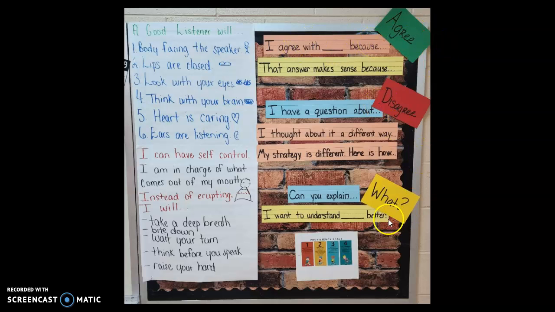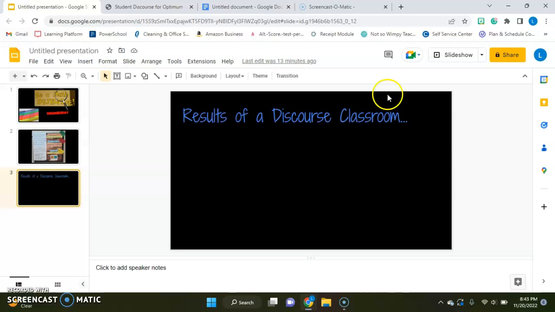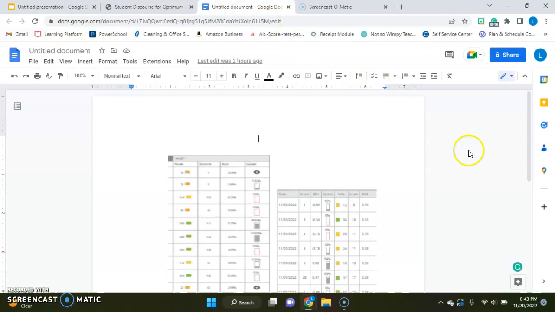I gave them the sentence strips to help them when they did agree with somebody, or if they disagreed, or if they wanted a little bit more about that equation that we were currently working on. If they agree with something, I would make sure that they say, I agree with so-and-so because of this, and then they would just go from there. And they've gotten to where now they look at these all by themselves instead of me having to direct them to this one.